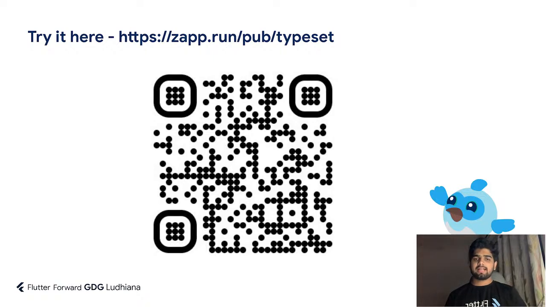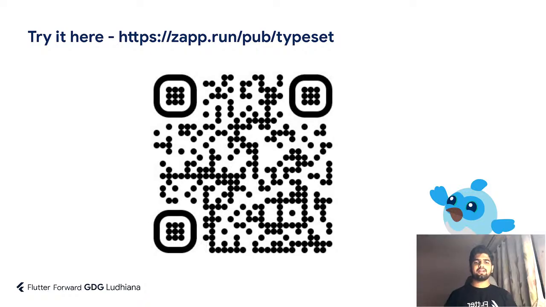You can actually try this online without downloading, pub getting, and all that stuff. Here the link you are seeing is of Zap, which is a Dart and Flutter sandbox for sharing and embedding examples for Flutter. It is a free sandbox, and you can go and build Flutter projects on Zap. It also supports pub.dev packages.